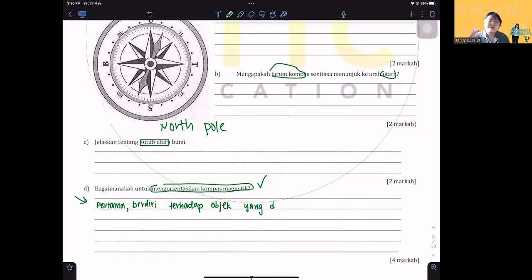Compass magnetic means compass, the compass that we said. Why in geography they normally mention compass magnetic is because in chapter one, you will still learn three other compasses. But normally, if they ask you how to use the compass, it normally refers to compass magnetic. Okay, so first, standing in front of the object that yang ingin ditentu arah.